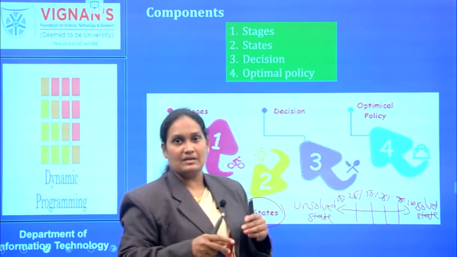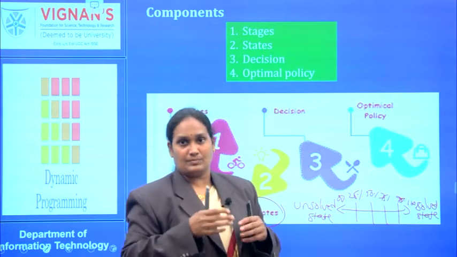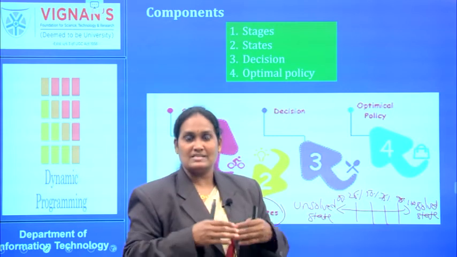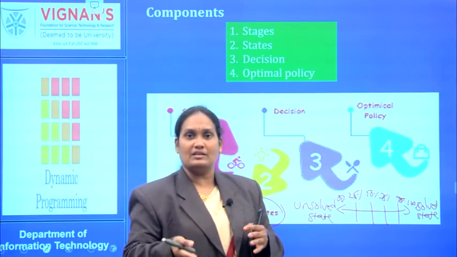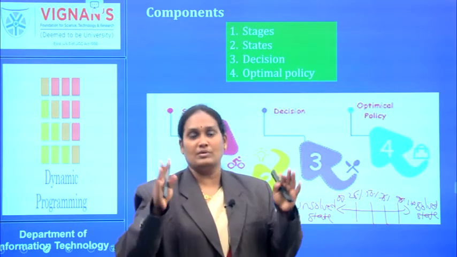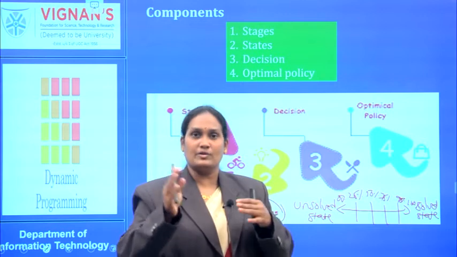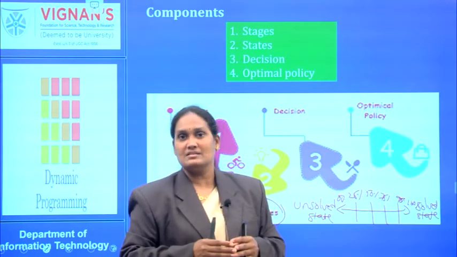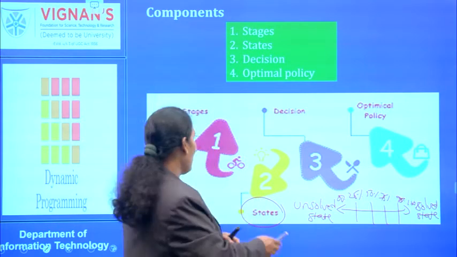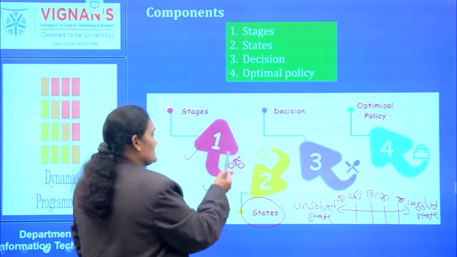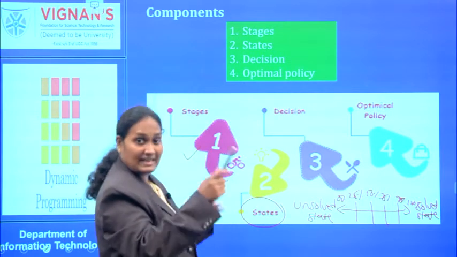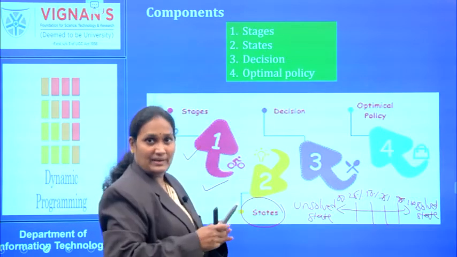Suppose, for example, your problem contains 10 subproblems. Out of all those 10 subproblems, if I solved 2 subproblems, 2 by 5th part of my problem is solved. If I solved 5 subproblems, 50% of my problem is solved. If I solved 9 problems, 90% of my problem is solved. So, like that, it is present in various states. As the process changes its stage, the states are also going to change.